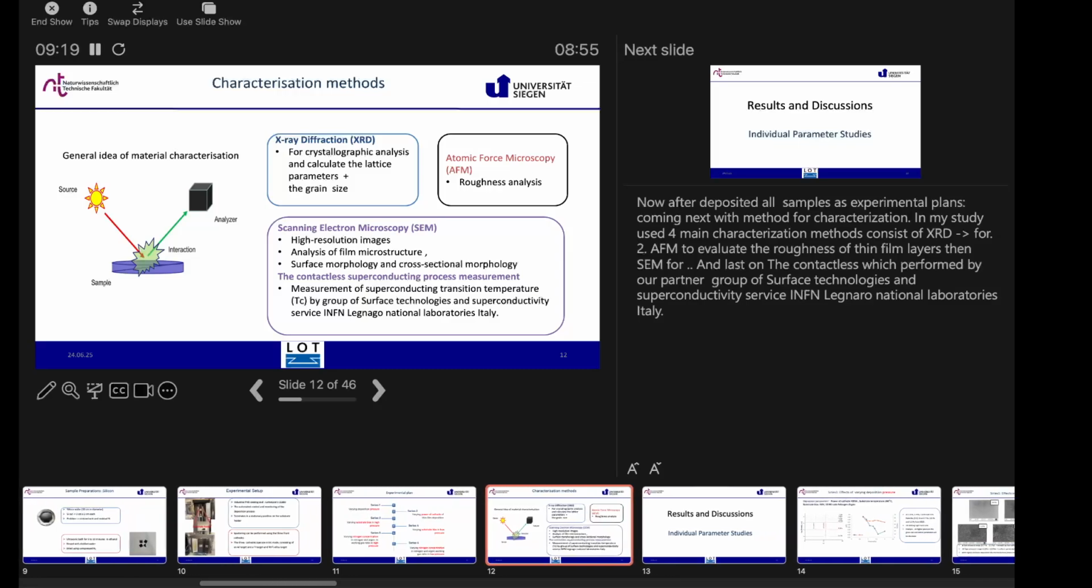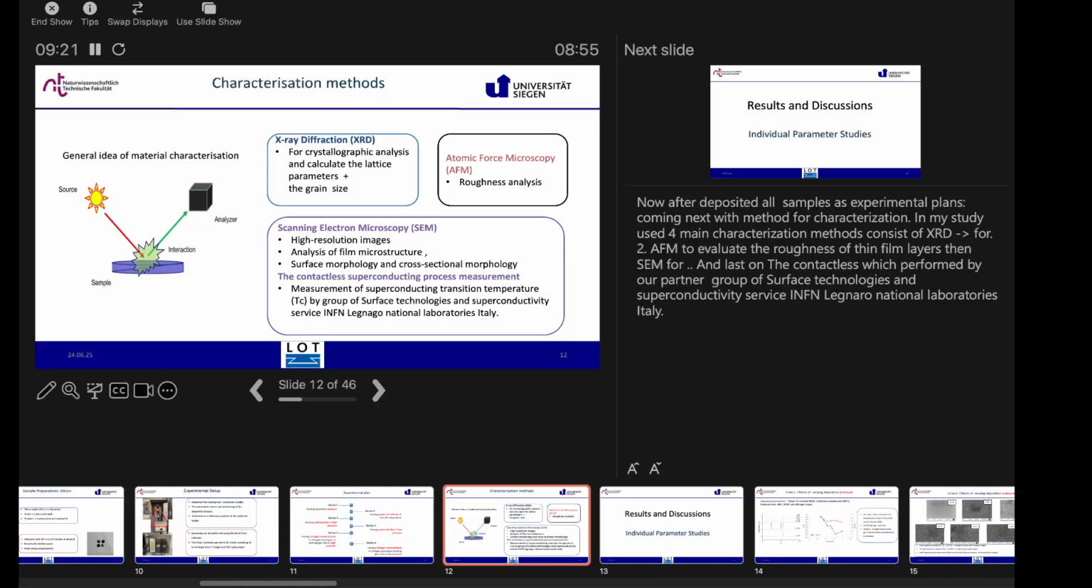After we deposit, we will characterize with four main methods. Start with XRD, or X-ray diffraction, for crystallographic analysis and to predict the lattice parameter and the grain size. For the roughness analysis, we will use AFM, and for analysis of film microstructure, surface morphology, and cross-section morphology, we will use SEM with high resolution images. For the last one, the Tc or superconducting property, thank you to our partner, the Group of Surface Theory and Superconductivity, INFN, Legnaro National Laboratory, Italy. They did it for us.